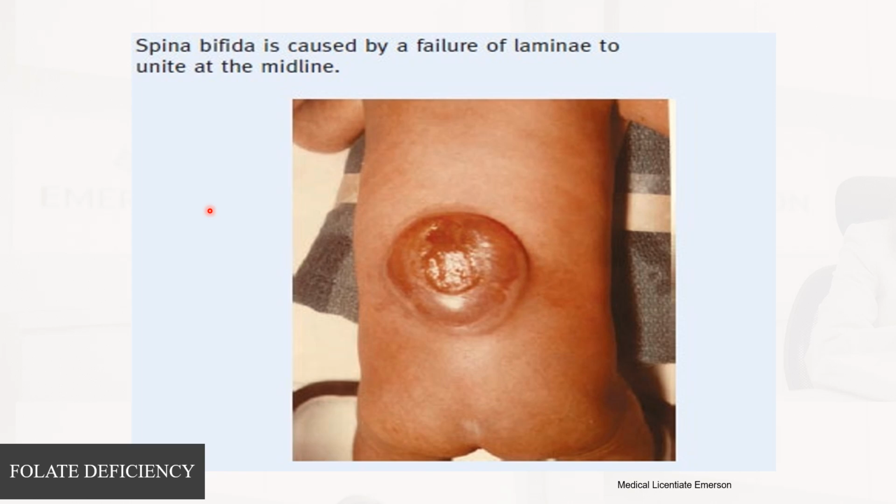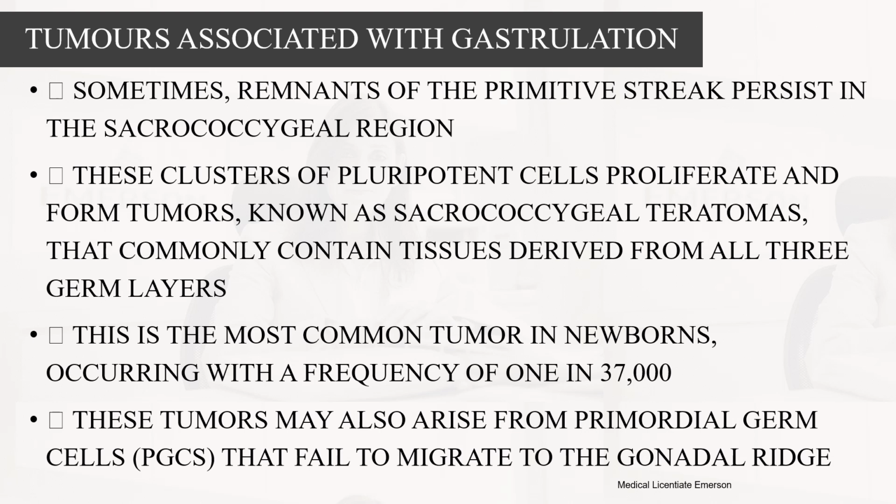So those are some of the things you need to ask the woman if the child is born with spina bifida: if maybe she was taking folate or not. So neural tube defects occur due to folate deficiency.